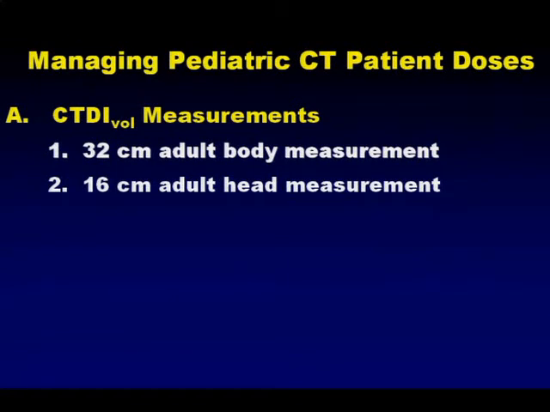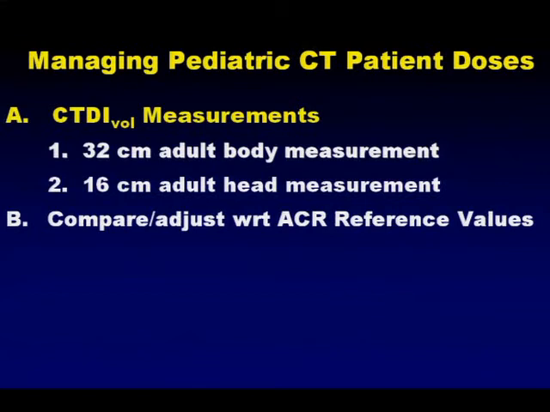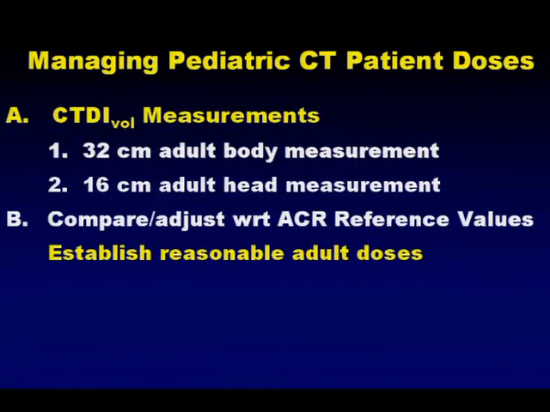So let's look at an example in the time that we have left of how we could manage pediatric CT patient doses. Well, again, if you're a consulting physicist or a staff physicist, you're going into the facility and you should be making CTDIvol measurements on an annual basis with the 32 and 16 centimeter phantom. You need to take those results and compare them with respect to the ACR reference values and determine what we're trying to determine here: is the facility using reasonable doses for their adults?